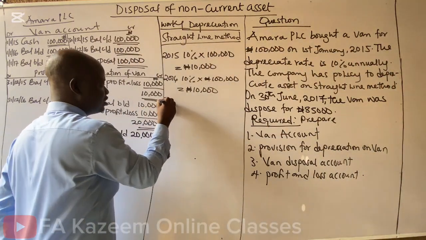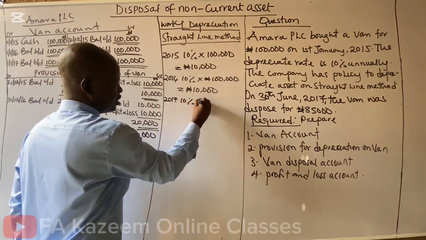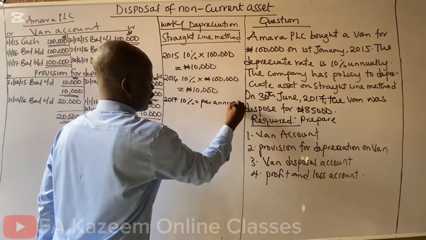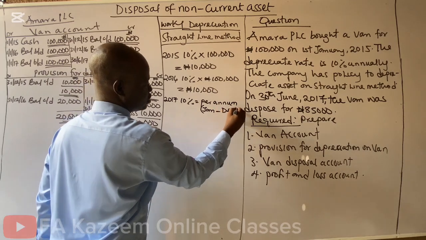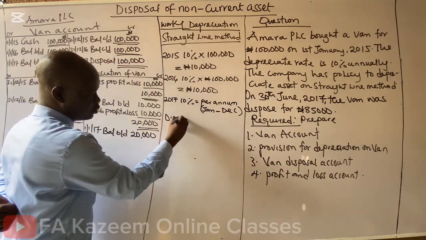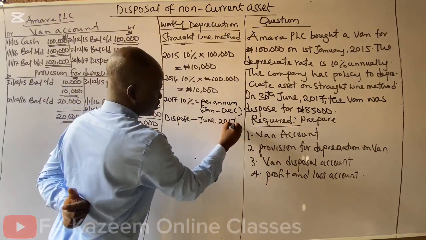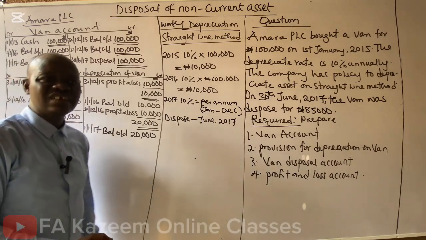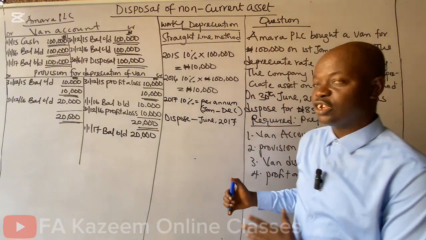In 2017, 10% is per annum. And what does per annum mean? It is from January to December. But this asset has been disposed in June 2017. How do we calculate the depreciation where the asset did not have a full year usage? This is a half year usage.